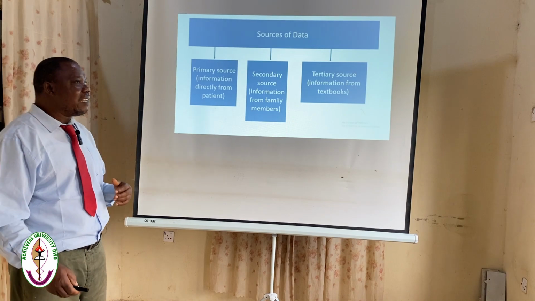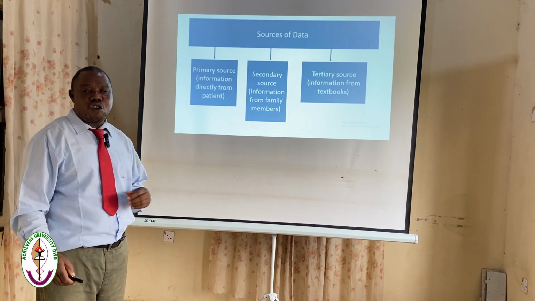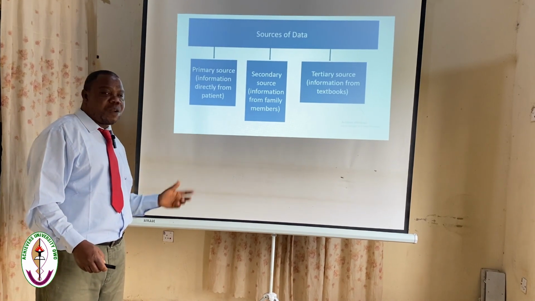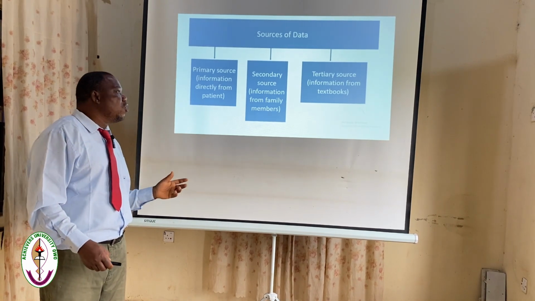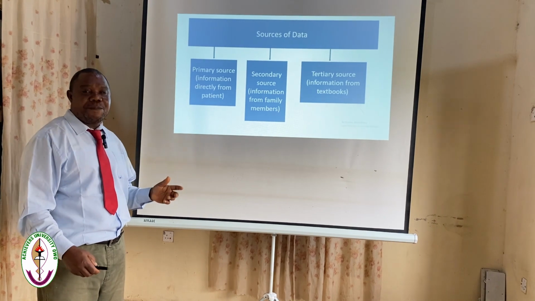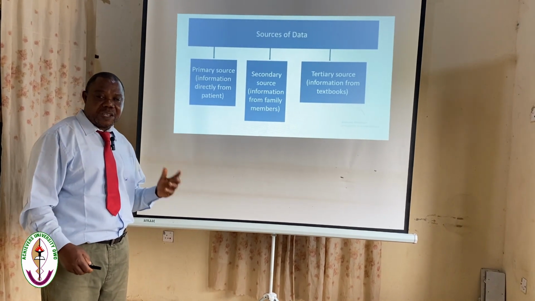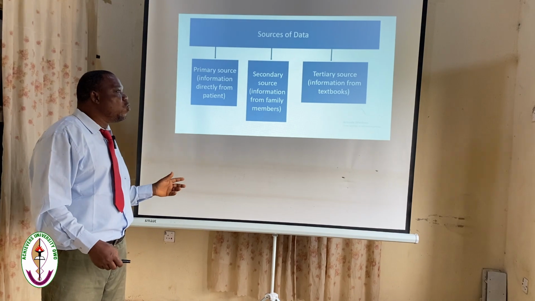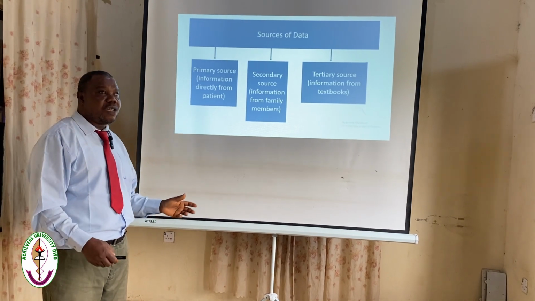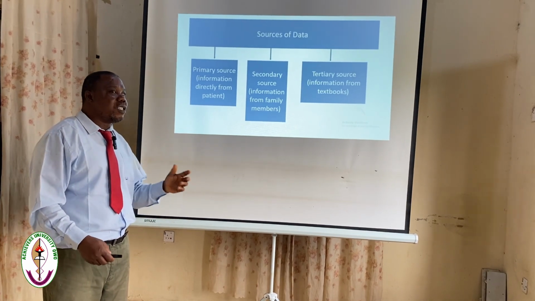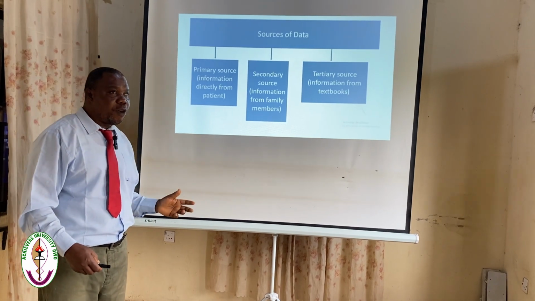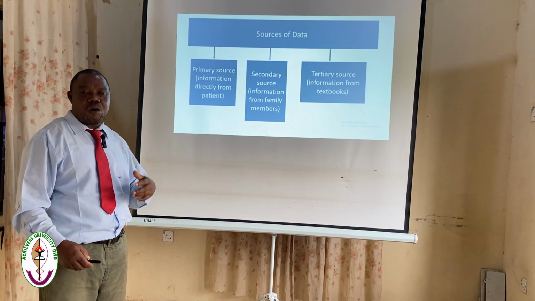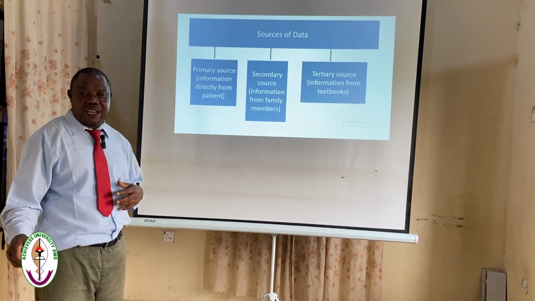Sources of data can be primary, secondary, or tertiary. The primary source is the one given by the patient himself. The secondary one is provided by the family members or any other person. And the tertiary source is the one you get from textbooks, that you use to confirm what the patient is saying or what you have got from your observation. They are called tertiary sources of data.